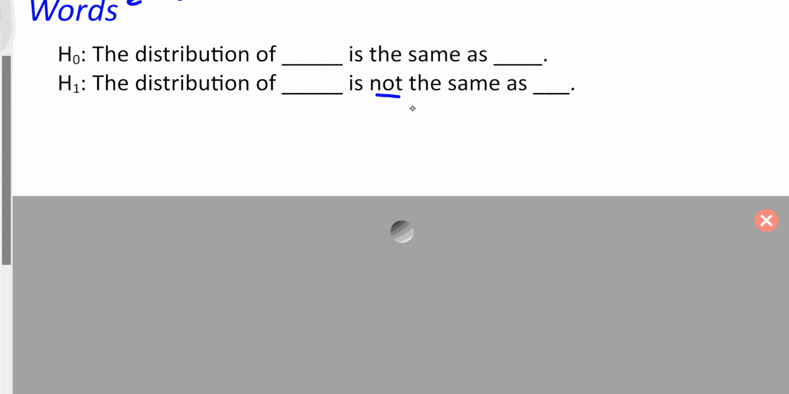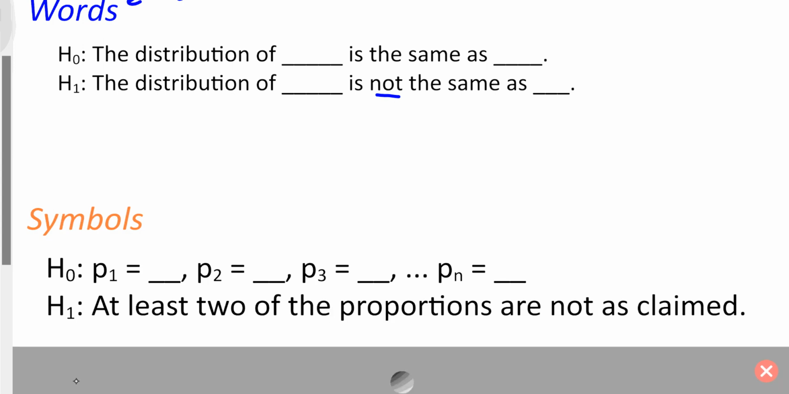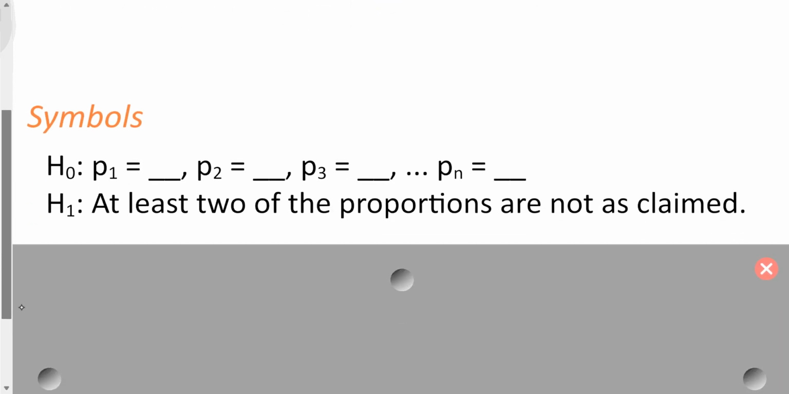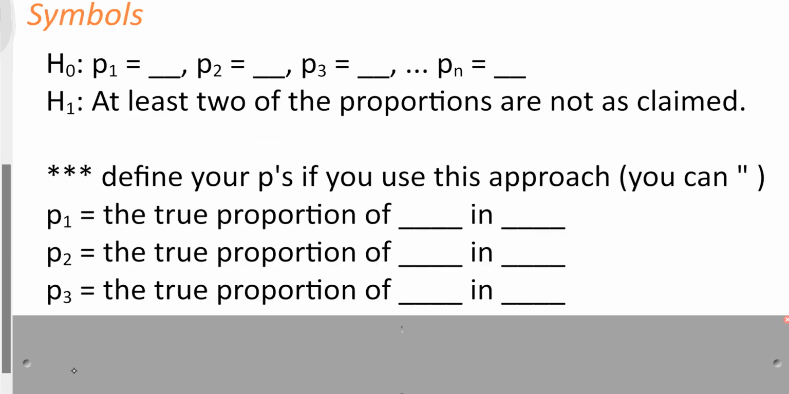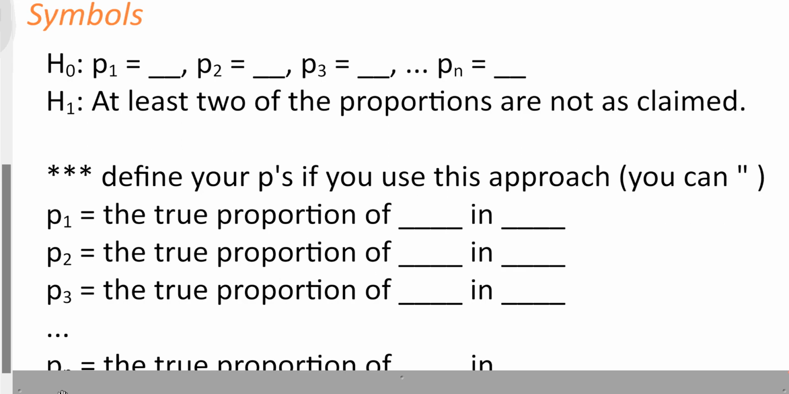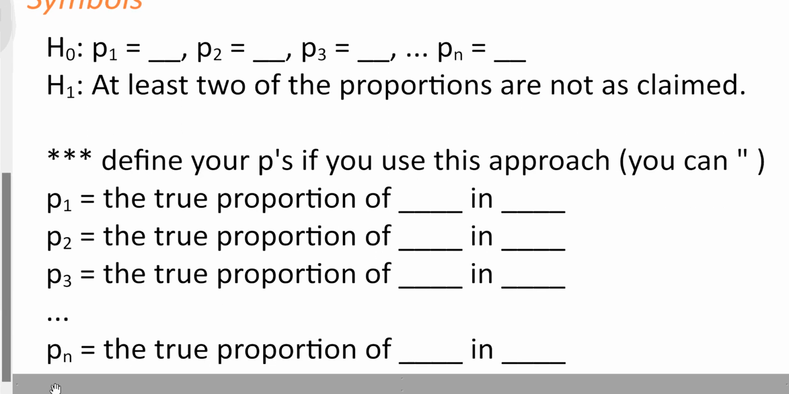But if I didn't do it in words, I could do it in symbols, and I could say like the probability of rolling a 1 is equal to this, the probability of rolling a 2, or saying that they're all equal to each other. And then my alternative would be that at least 2 are not as claimed. But the problem with that is then we have to state all of the different parameters. So if we're going to avoid that, let's avoid that.